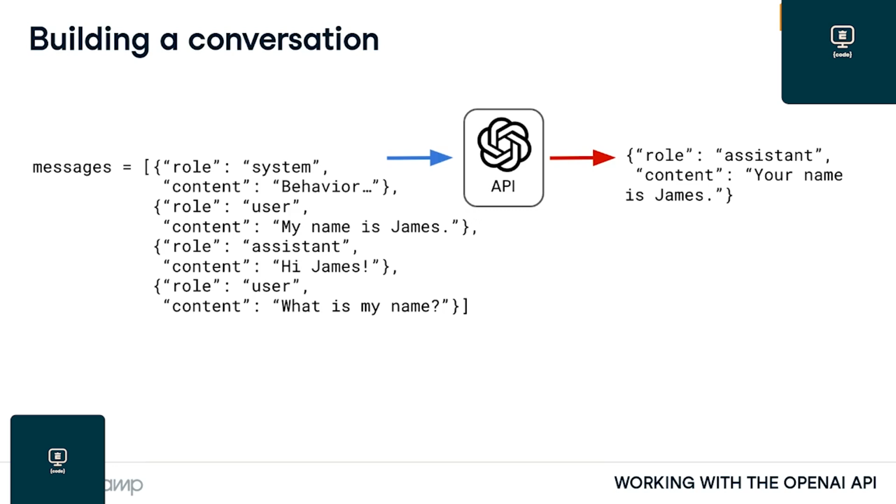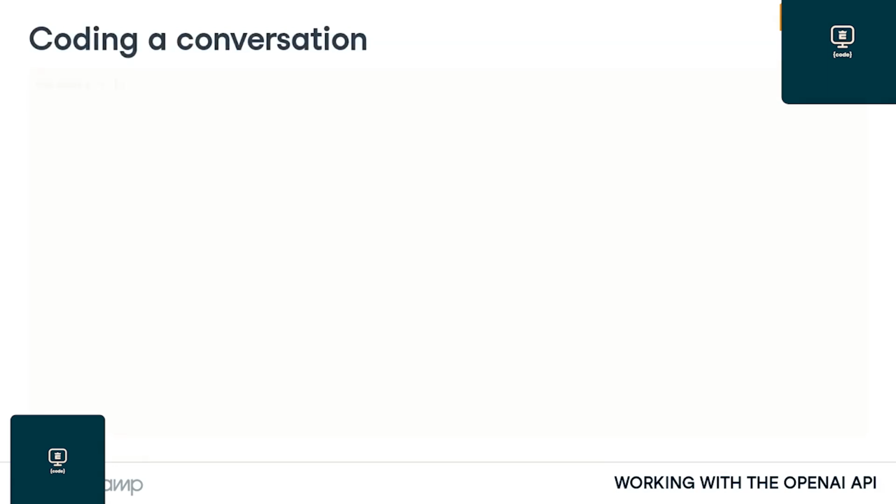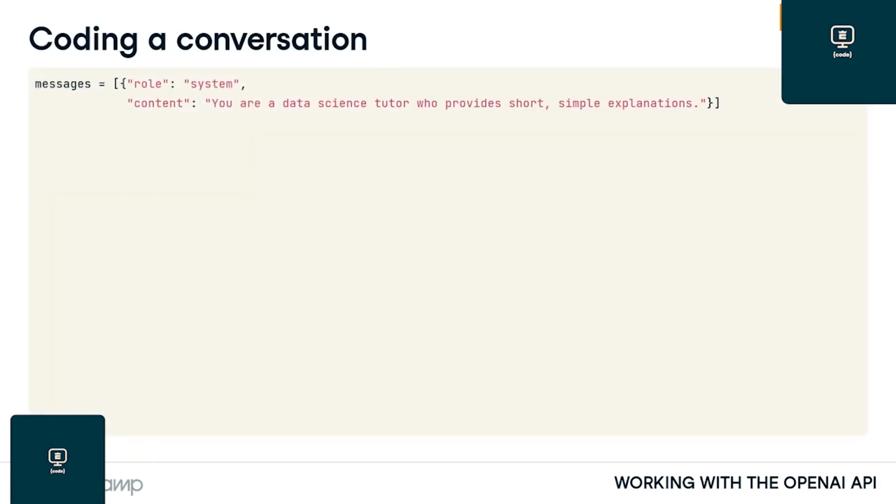Let's start to code this in Python. We start by defining some base messages, which can include the system message and any other developer-written examples. Then we can define a list of questions. Here we ask why Python is so popular, and then ask it to summarize the response provided in one sentence, which requires context on the previous response.